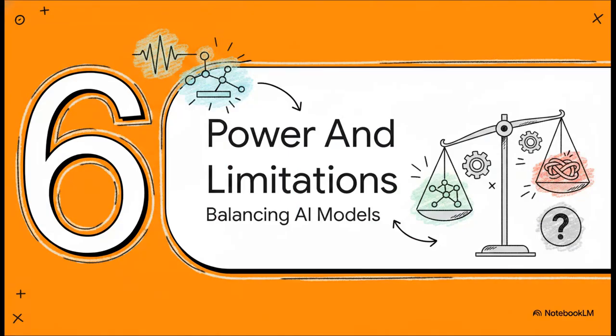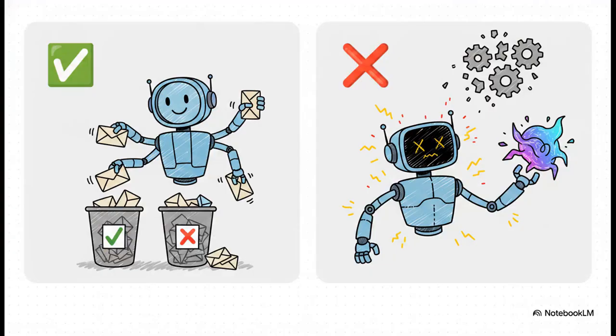Section 6. Power and Limitations. As we wrap things up, we need to balance what this model does beautifully against where it falls short. While naive Bayes is incredibly efficient and honestly fantastic for text classification like spam filters, its strict assumption of independence makes it pretty clumsy when features are actually deeply correlated in reality.